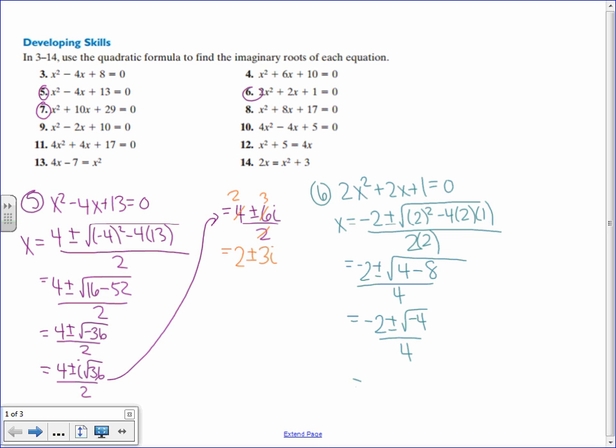Since we have a negative under the square root, we can take it out by putting an i there. So this is going to be negative 2 plus or minus i, and now we have the positive square root of 4. We know the square root of 4 is 2, so this is equal to negative 2 plus or minus 2i all over 4. And 4 goes into here once, and I'm left with the 2. So the final answer is negative 1 plus or minus i, you can write 1i if you want, all over 2.